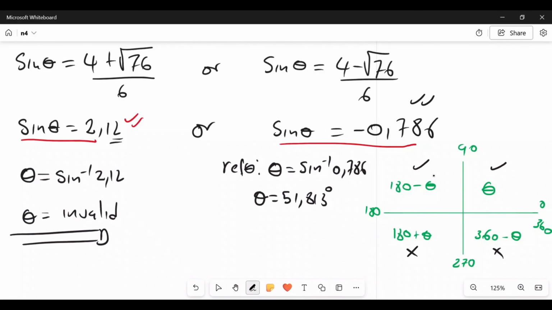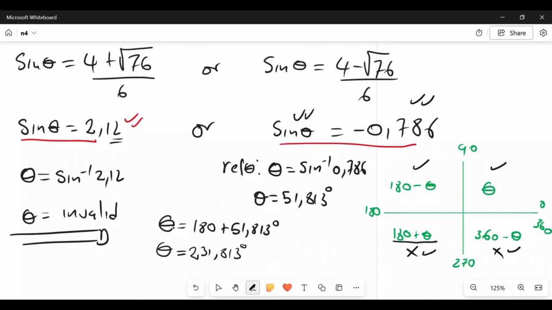It's time for us to use the information on our cast diagram. Remember, we said sine is negative, but where on the cast diagram? On the third quadrant and the fourth quadrant. So theta is actually equal to 180 plus, remember on the third quadrant it is 180 plus the reference. So our reference is 51.813 degrees. This is going to give us 231.813 degrees. So this one is one of our answers.